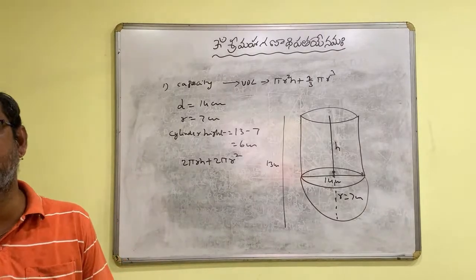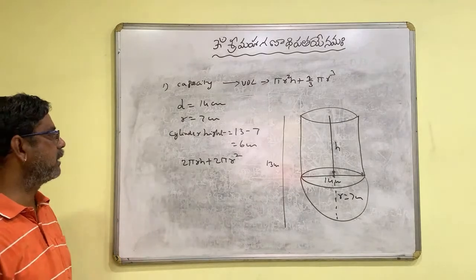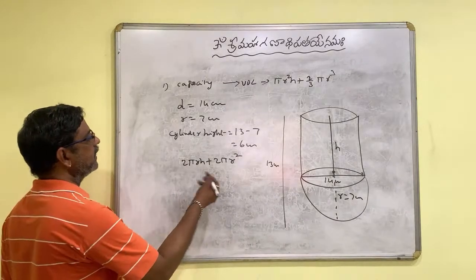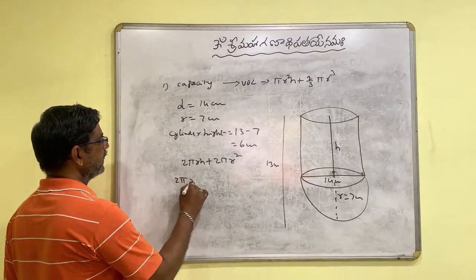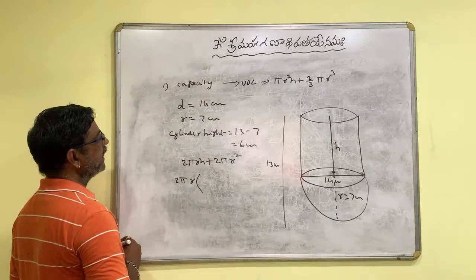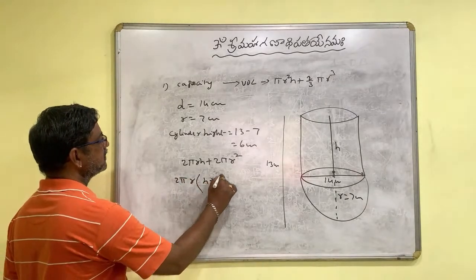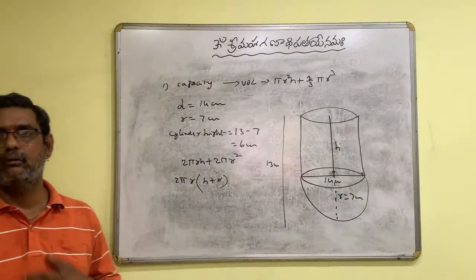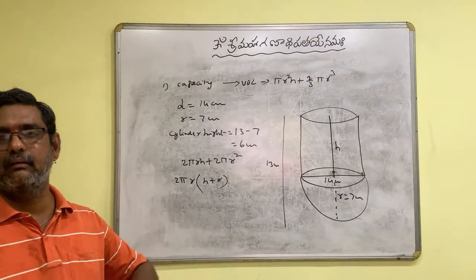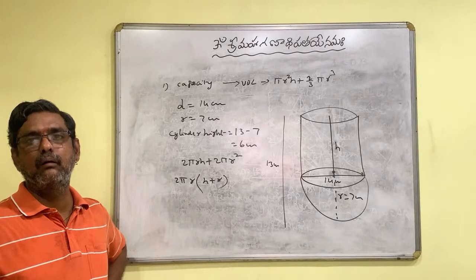Here also, don't be in a hurry, kindly take out something common over here. What we can take common? 2 pi r. 2 pi r taken common, remaining is h plus r. 2 pi r into h plus r.